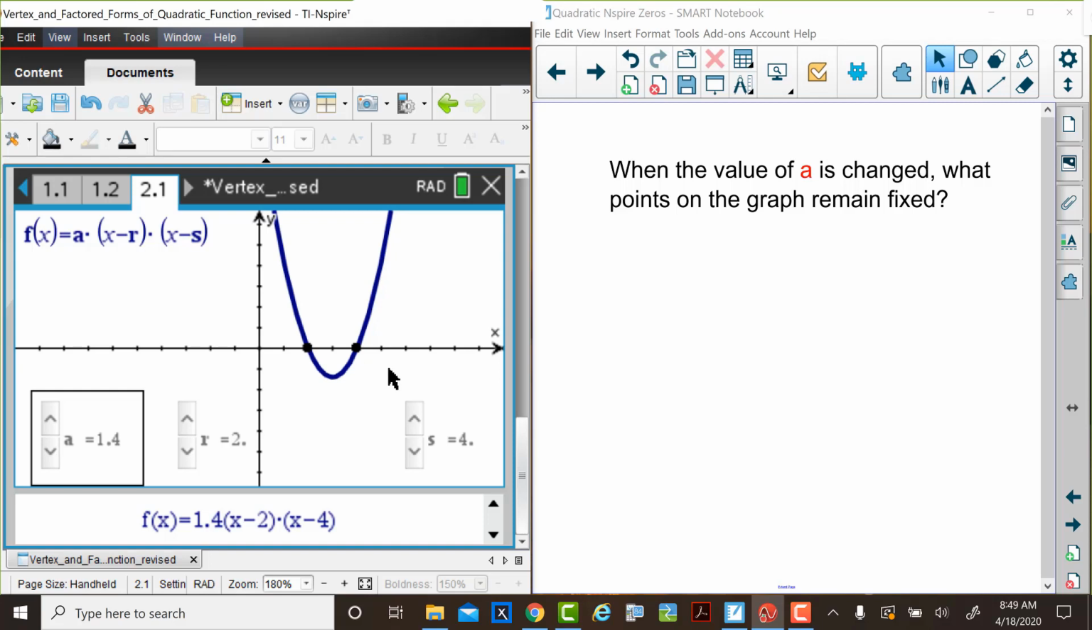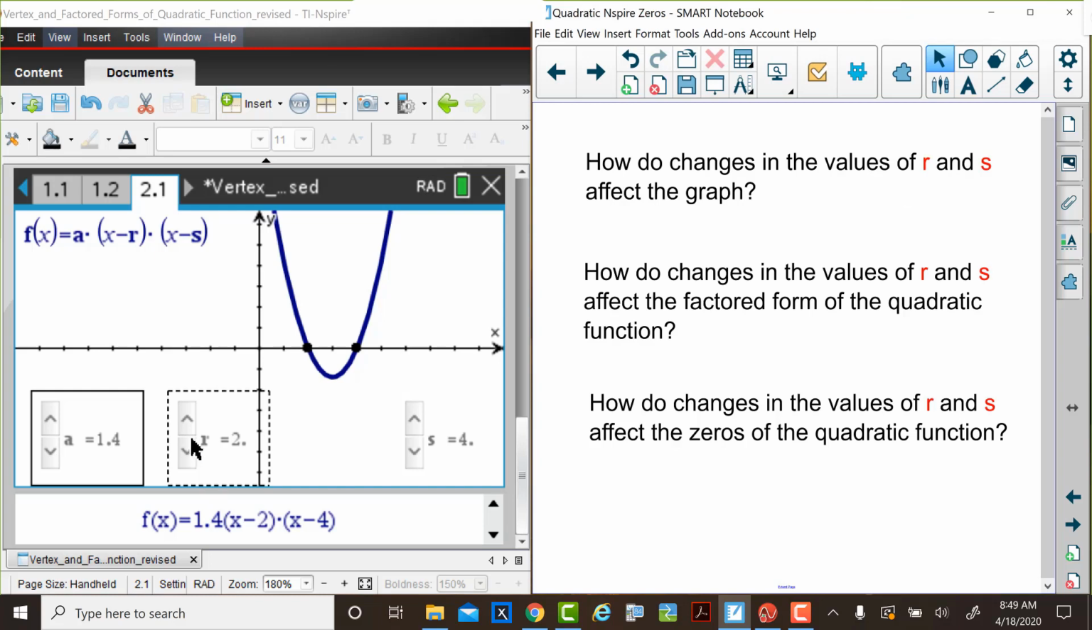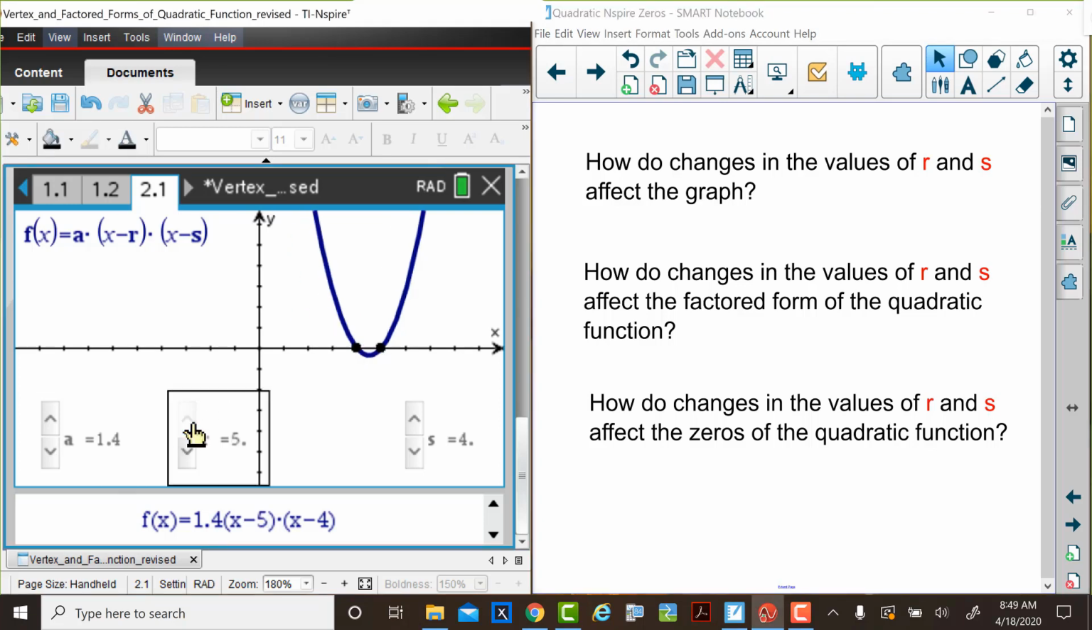Let's now look at what happens if the values of r and s are changed. We'd like you to consider these three questions. We'll give you a chance to read them before Judy changes the values of r and s, and then you'll be able to think about what's happening as she does change those values. Want to think about how the changes affect the graph, how they affect the factored form of the quadratic function, shown in the lower part of the screen to your left, and how did the changes affect the zeros of the function. So now Judy's going to change the value of r and also then the value of s and let you think about these three questions.